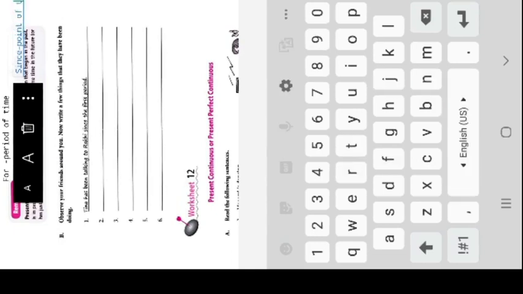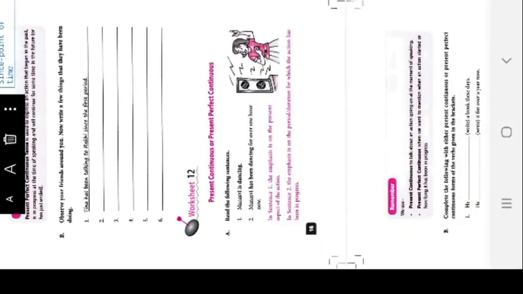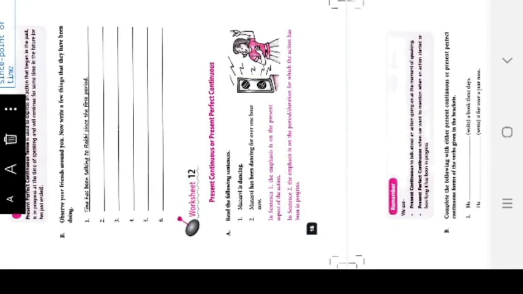Point of time. Point of time refers to the particular time. We know when it started. Since the first period, which is given in the example: Tina has been talking to Rakhi since the first period. We know when it started.